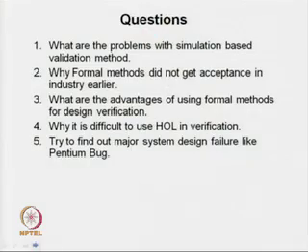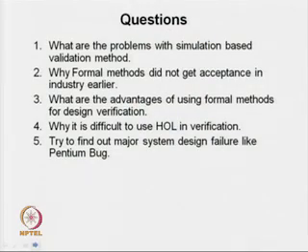Second, a problem I have already mentioned in my lecture: why formal methods did not get acceptance in industry earlier. Because it cannot be automated. Secondly, human intervention is required, that means we need people from the automated theorem proving domain, because you have to guide the theorem prover while doing these things. So, they were slightly reluctant and tried simulation based methods, but the Pentium bug forced people to go for formal methods.